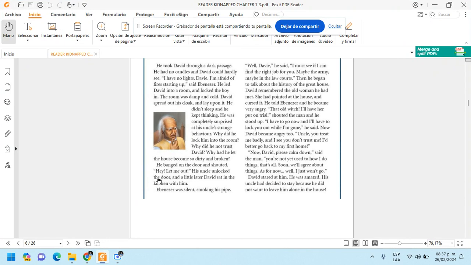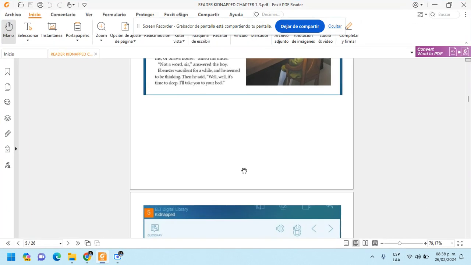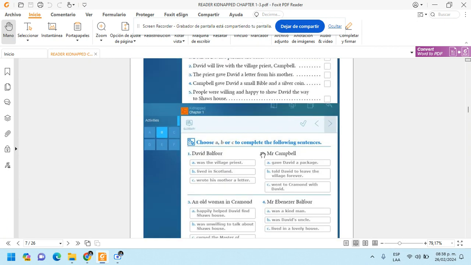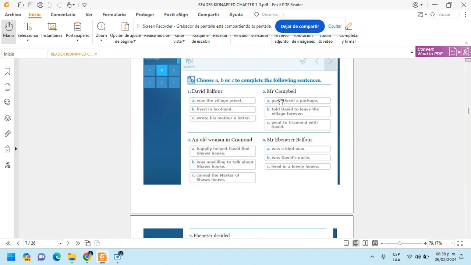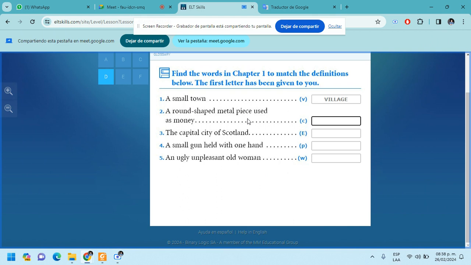The priest gave to David a Bible and a... Está en las actividades anteriores que vimos. Well, not in this part. In this part, no. Tiene cuatro letras. It's with C. Coin. Very good. Coin. Very good, Maribel. That is a coin. Coin is a round-shaped metal piece used as money. Yes? Se utiliza como moneda, como dinero.